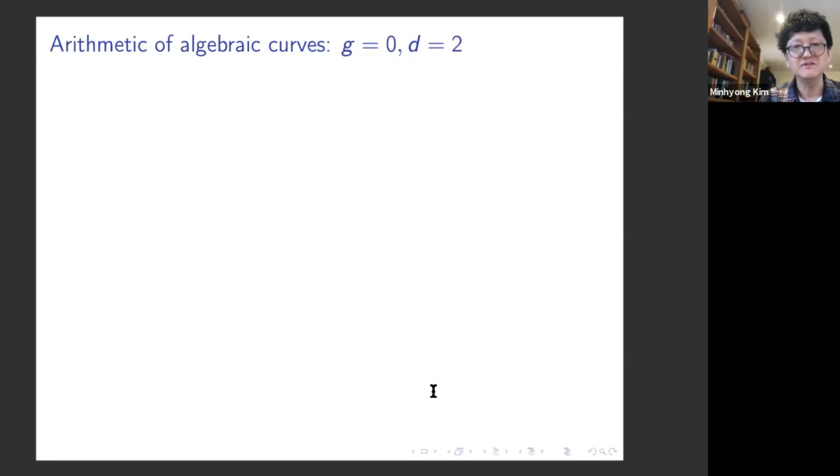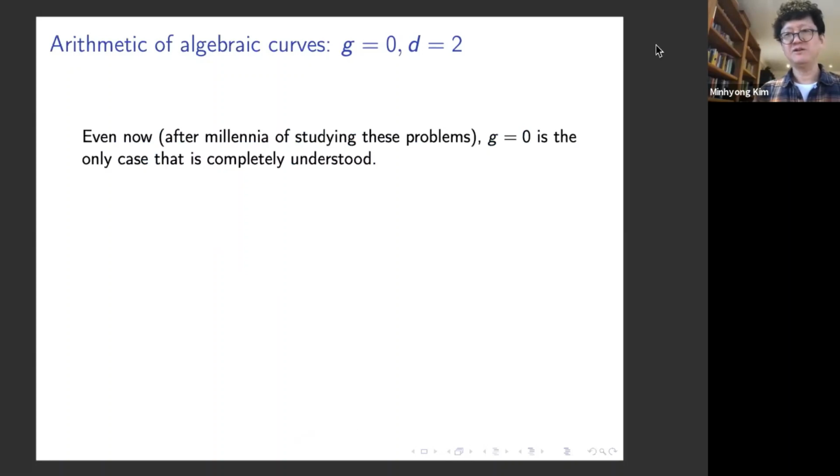So let me say briefly in turn what's known about this. Even though it seems to be a very simple class of problems, there's still much unknown. In particular, there's something of an embarrassing fact, in my view, for number theorists: even after studying these problems in some sense literally for millennia, these being some of the oldest problems in mathematics, the genus 0 case is the only case that's completely understood. This is a fair statement: after all these thousands of years, we only understand one case.